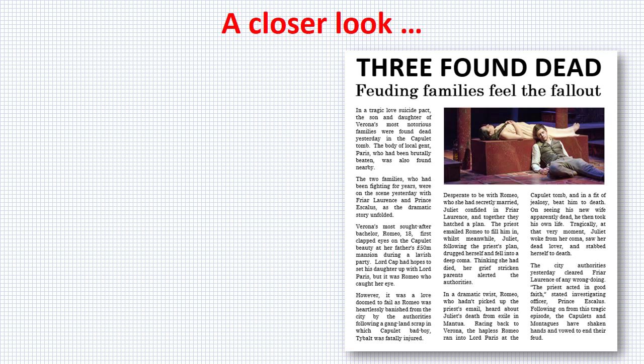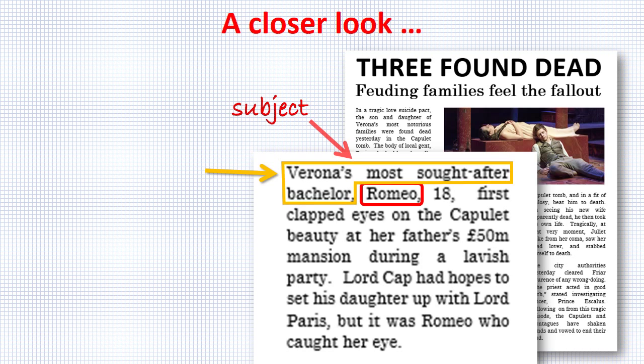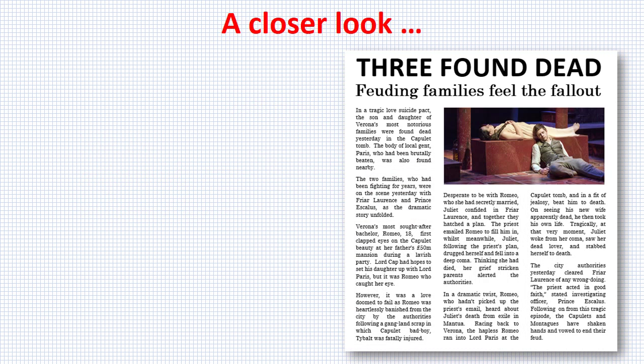Let's look more closely. The first sentence of this paragraph has got a lot of detail crammed into it. And the writer achieves this by using adjectival phrases before and after the subject, here and here. And these sort of bolt-on details are really typical of journalese. You'll see it all over the place.